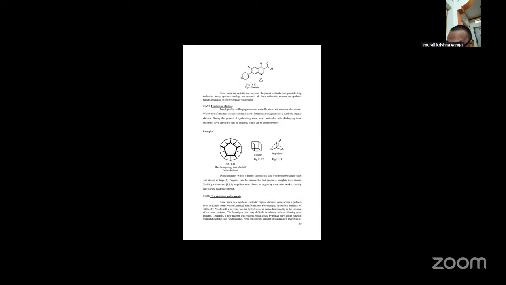Next one is new reactions and new reagents. Sometimes in a synthesis, the synthetic organic chemist comes across a problem in achieving some particular chemical transformation.